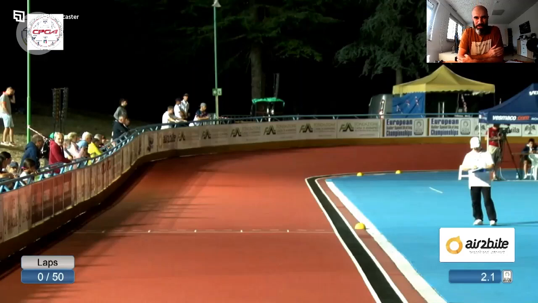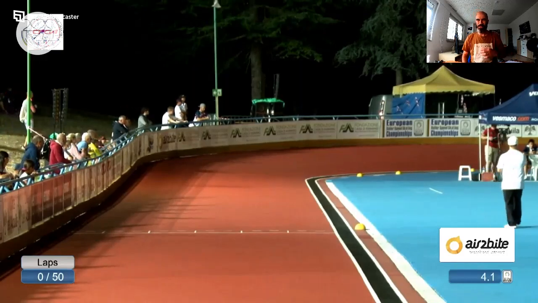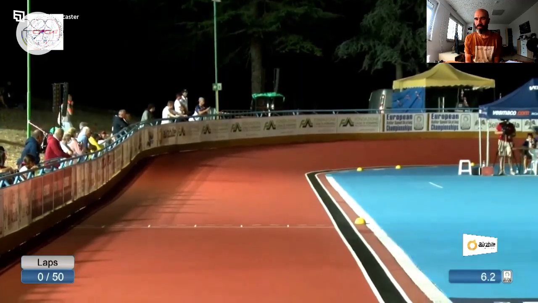Today we're gonna talk about the elimination race, the 10k elimination race from the European Championship 2022. It's more about the different faults that we see in the race than the tactical analysis today, because this race was actually quite dirty, especially all the first part of the race.